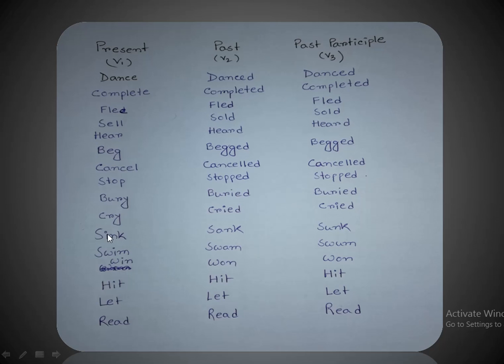Now see some other examples. Some verbs change their forms just by interchanging the vowels inside the word. See, it just has changed the vowel inside of it and it becomes sang in the past and sung in the past participle. So sing, sang, sung. Likewise, swim, swam, swam, win, won, won.